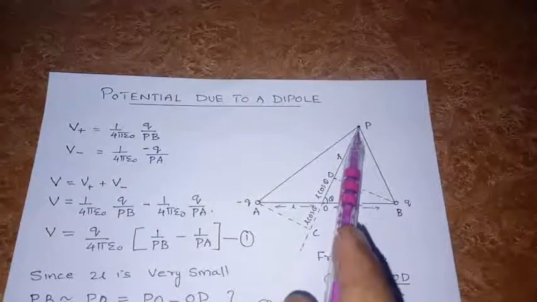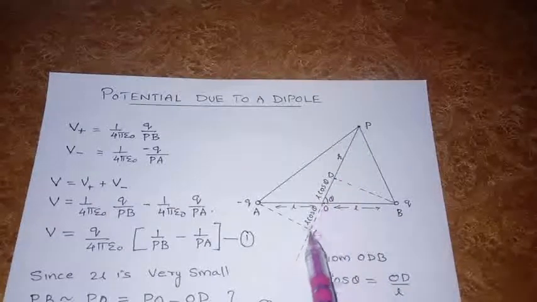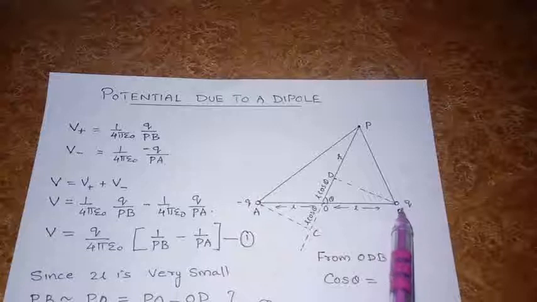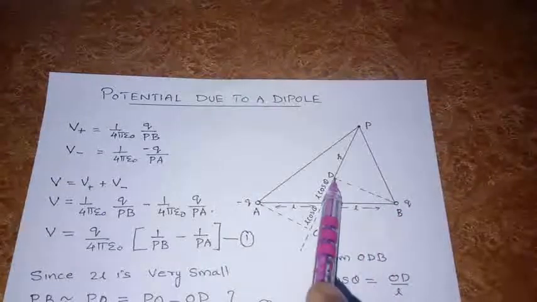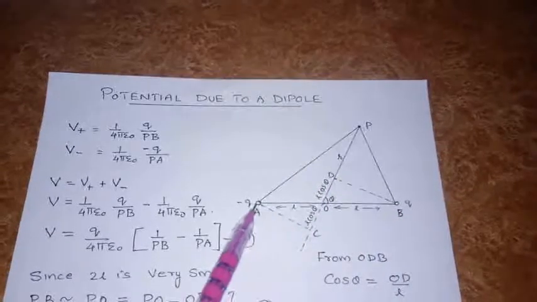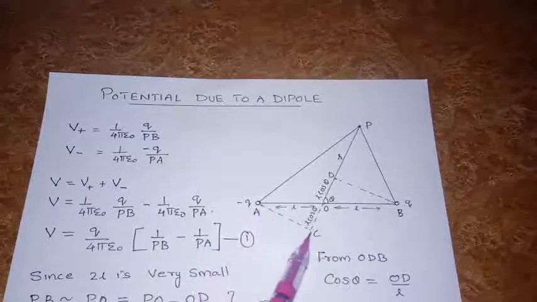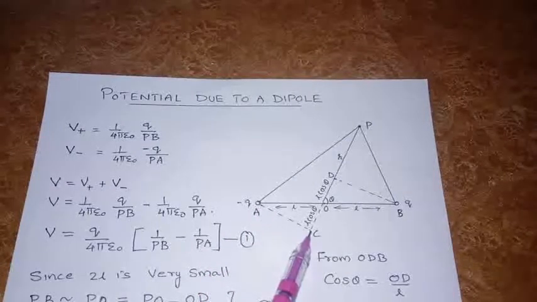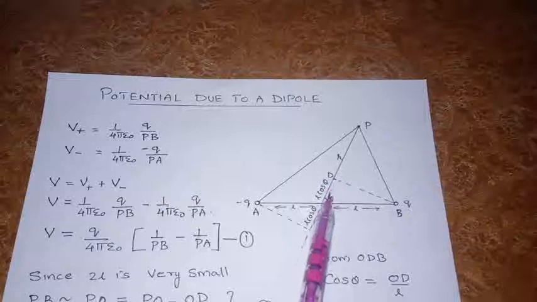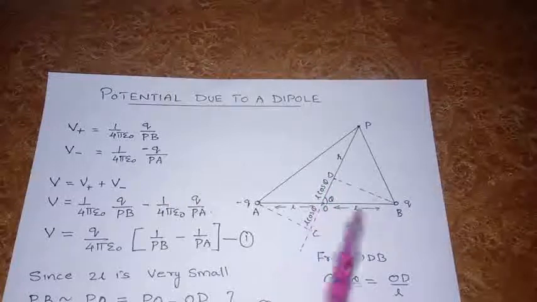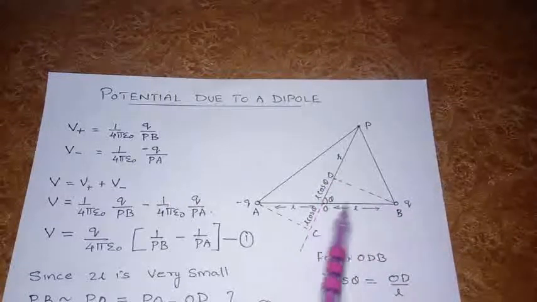Now I am just extrapolating this particular line and dropping a perpendicular from B to this line, that meets at D, and dropping a perpendicular from A to this line, and that meets at C. Now what is this distance? In order to find out that distance, let us take this right angle triangle.